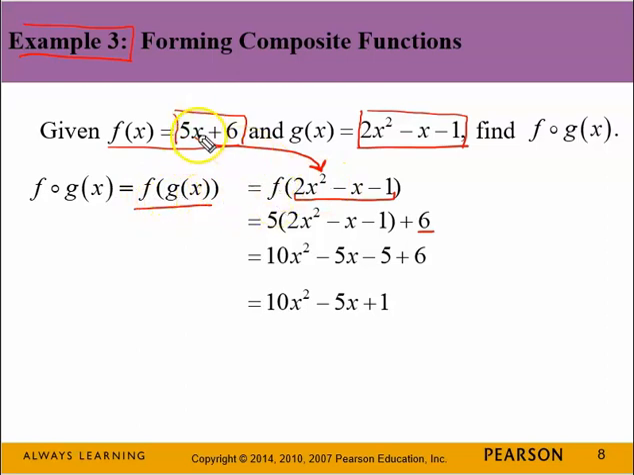So where the x is in the f, we substitute this for it, bring the 5 out there, and the 6 is there. So now we distribute this, get 10x squared minus 5x minus 5 plus 6. These are like terms that we can then combine, and then this is the composition of these two functions.